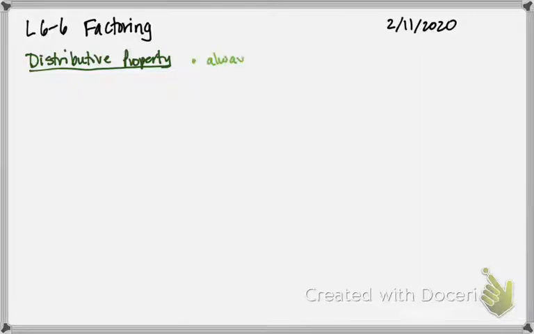A couple of things that are very interesting about the distributive property is that there's always multiplication involved. Always, always. But there's a choice between what happens inside the parentheses. It's either adding or subtracting inside the parentheses.